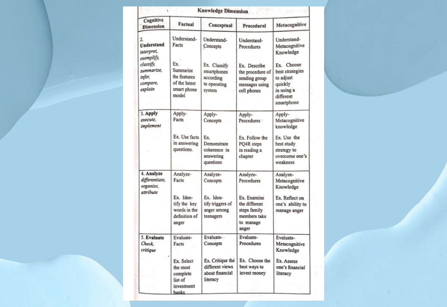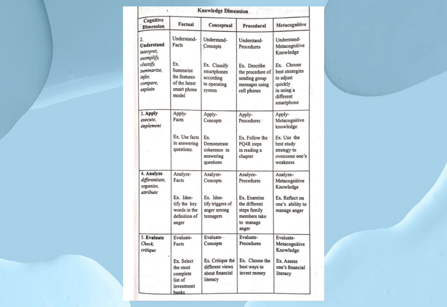Cognitive dimensions: analyze, differentiate, organize, attribute. Factual: analyze facts, example, identify the keywords in the definition of anger. Conceptual: analyze concepts, example, identify triggers of anger among teenagers. Procedural: analyze procedures. Example, examine the different steps family members take to manage anger. Metacognitive. Analyze metacognitive knowledge. Example, reflect on one's ability to manage anger.